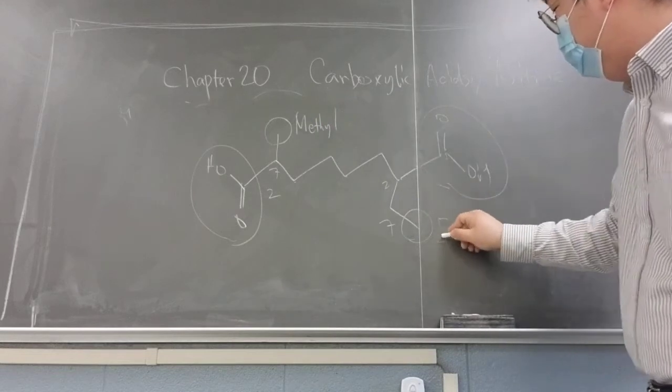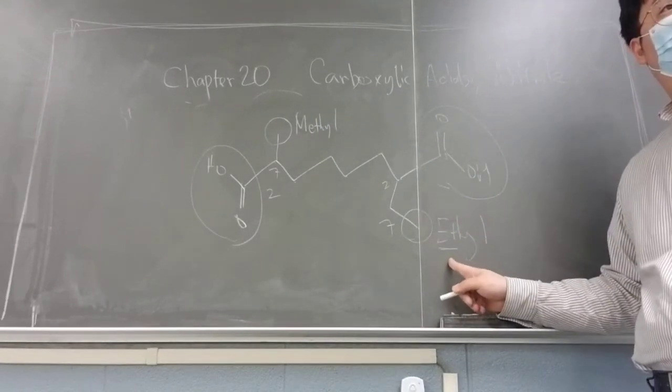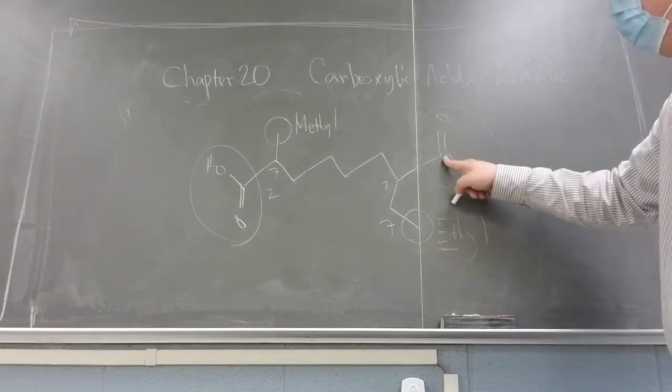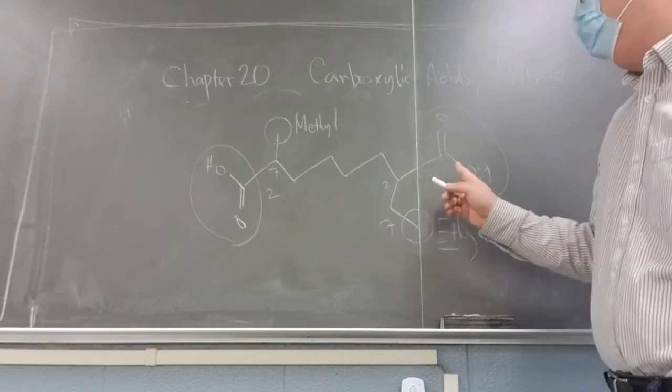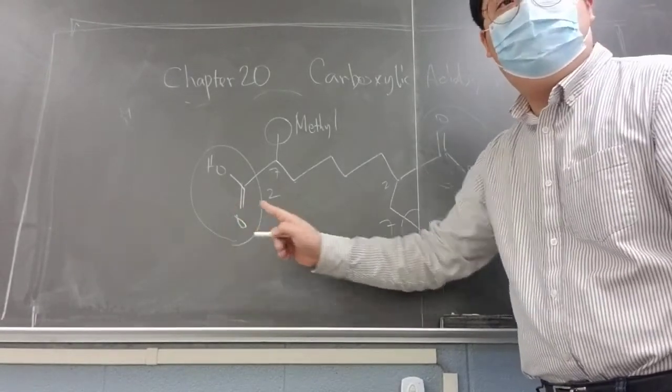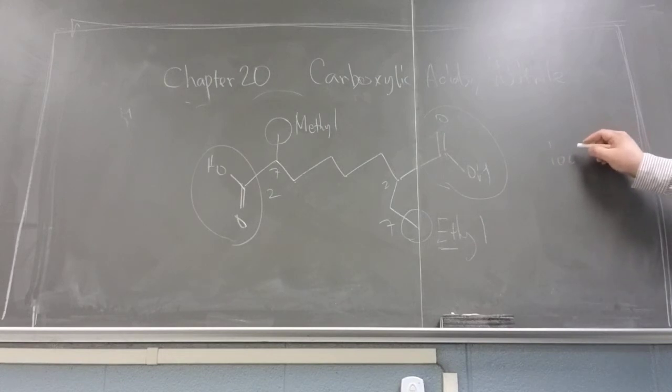This is ethyl. So alphabetically, this comes first, right? E comes first and M. So you count the carbon from here. Okay, and then just one more thing. You have not 1 but 2. So you're gonna put not -oic acid here.